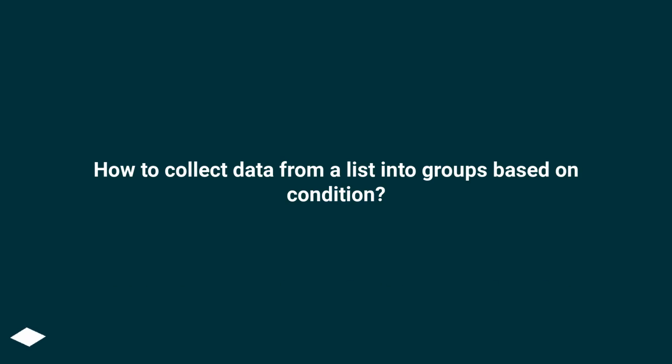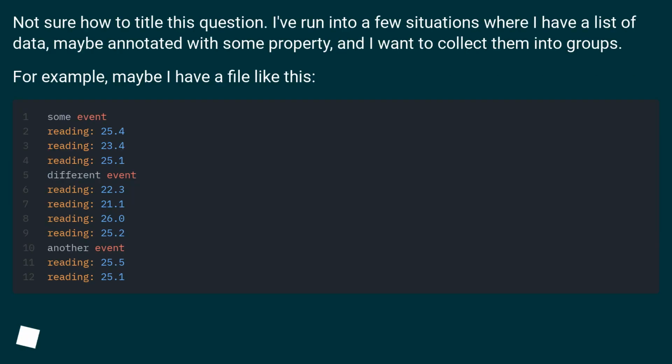How to collect data from a list into groups based on condition. Not sure how to title this question. I've run into a few situations where I have a list of data, maybe annotated with some property, and I want to collect them into groups. For example, maybe I have a file like this.